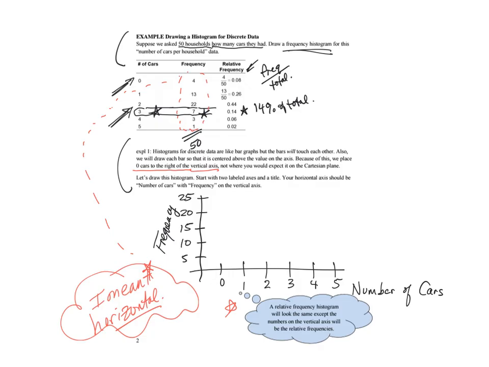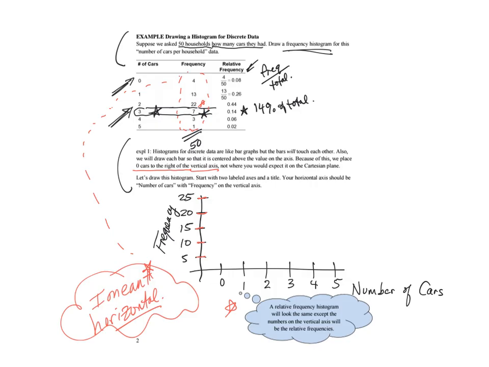And so I thought, if I mark my vertical axis by 5s, I can pretty easily and quickly get up to 25, and that will be plenty to get that maximum of 22 up there. So that's what I do. And now I'm just going to draw bars.